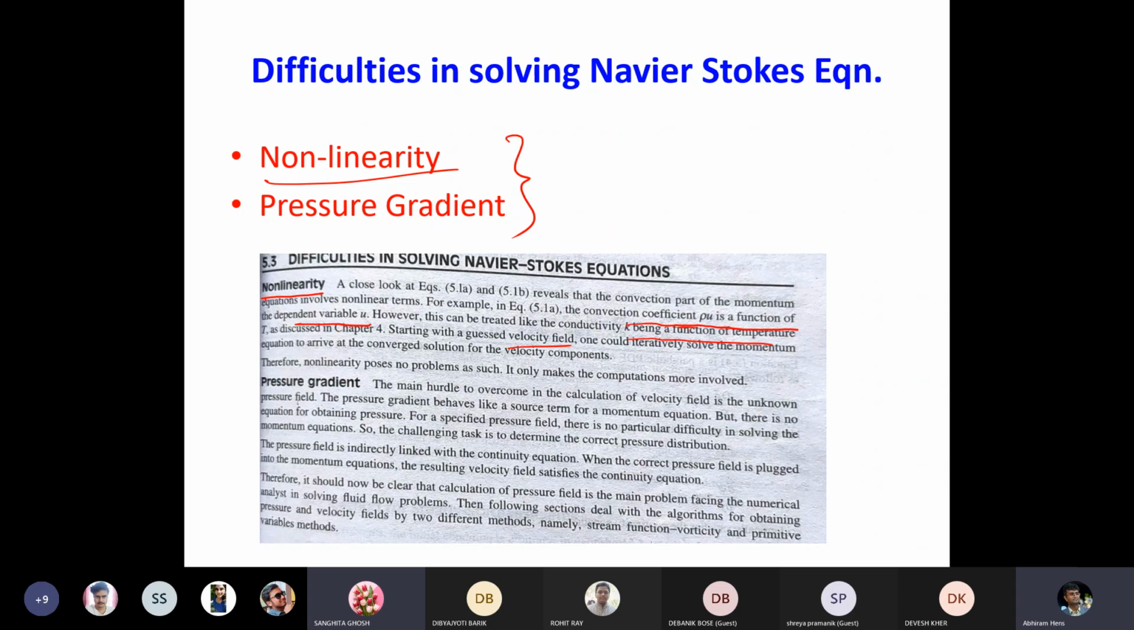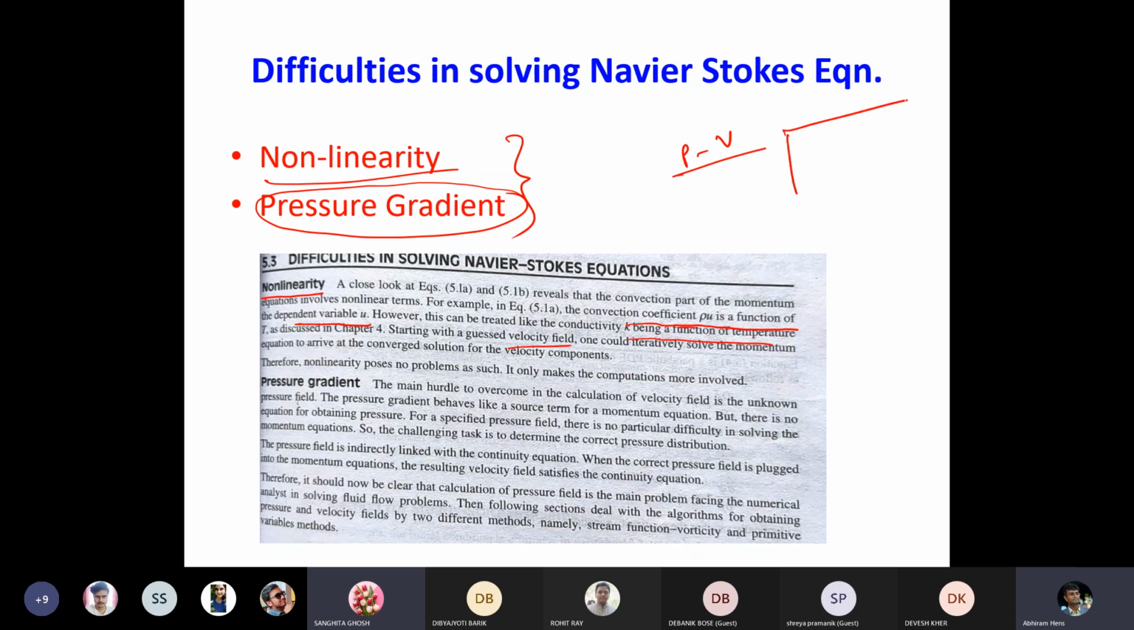So non-linearity, although it is a problem, can be handled. You need to go a few more steps. But the major problem arises with this pressure gradient part, because pressure and velocity, P and V, are correlated. So this extra calculation of pressure is the main problem.